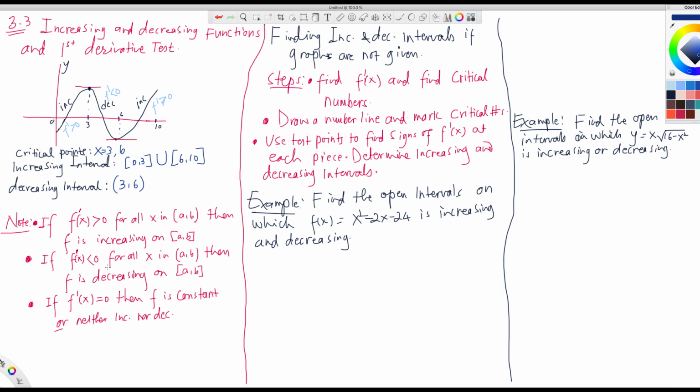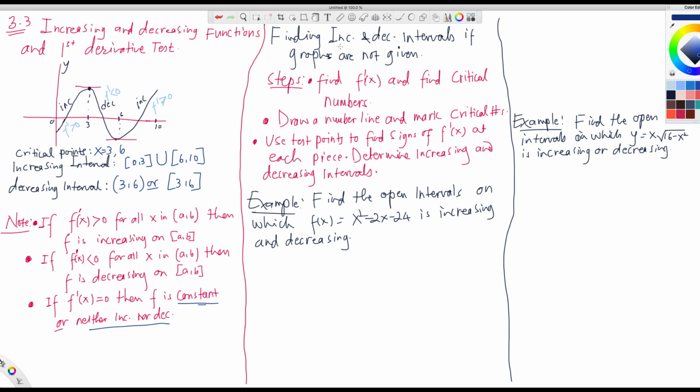Similarly, if the first derivative is less than 0, negative for all x in the open interval (a, b), then f is decreasing on that interval. You can also write 3 to 6, which is also fine. But if f prime of x equals 0, then f is constant. Here f is constant at one point. If f prime is 0 for many points, you write an interval there. We call it constant, or neither increasing nor decreasing. That's when the first derivative is 0.